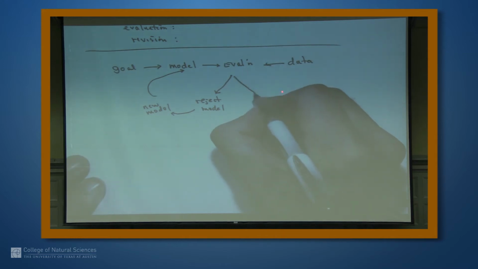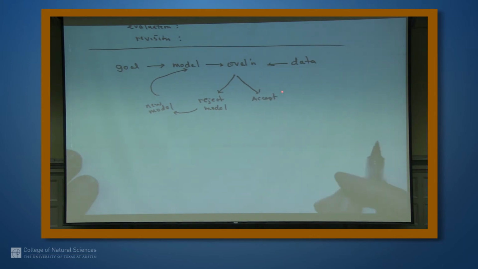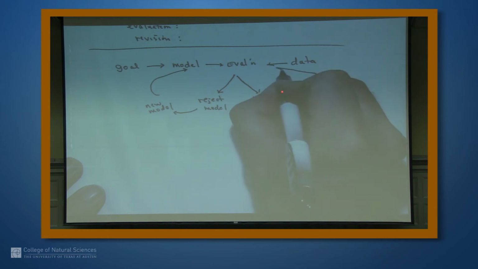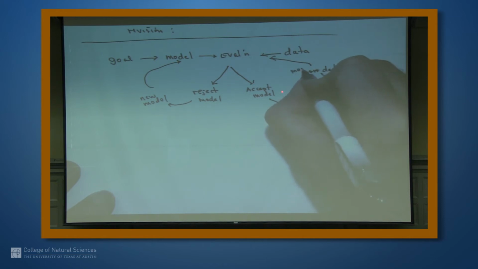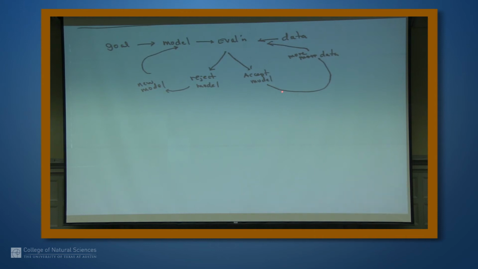But the other possibility is that we look at the data and decide the model's okay, we accept the model, but we don't quit there because no data set is so complete that we're absolutely confident of things. And so we get more data and go back into the cycle that way. And that word is more. So that's a simple version of how these things fit together.